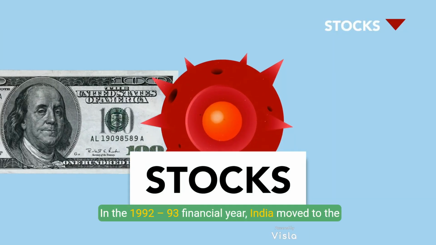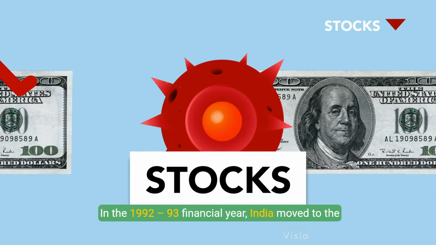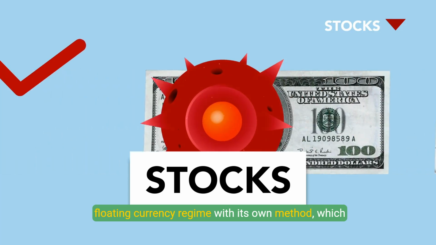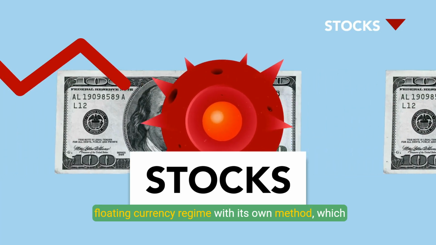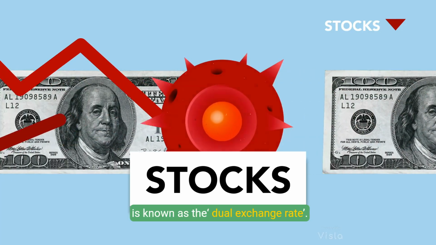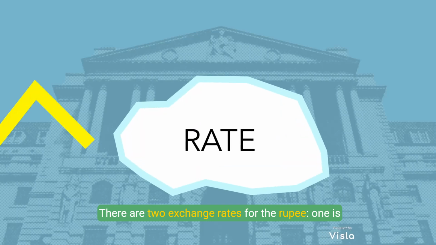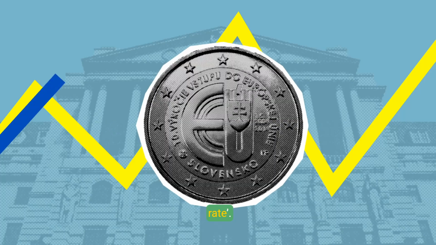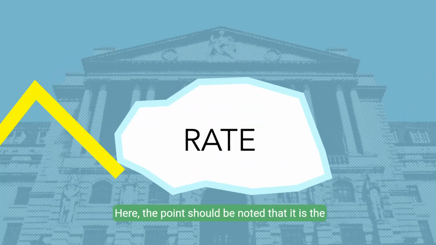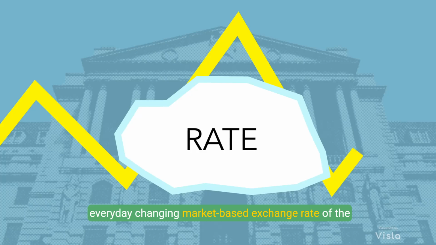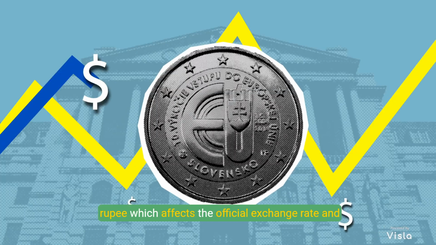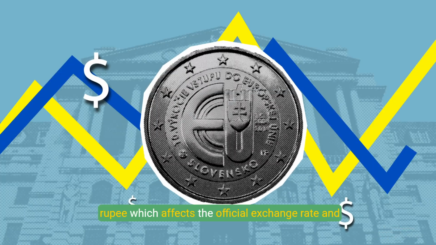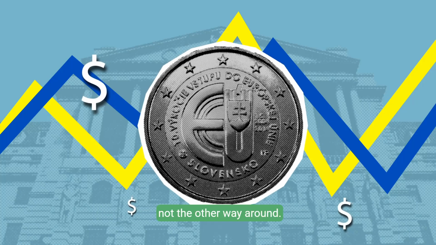In the 1992-93 financial year, India moved to the floating currency regime with its own method, which is known as the dual exchange rate. There are two exchange rates for the rupee. One is the official rate, and the other is the market rate. Here, the point should be noted that it is the everyday changing market-based exchange rate of the rupee which affects the official exchange rate and not the other way around.